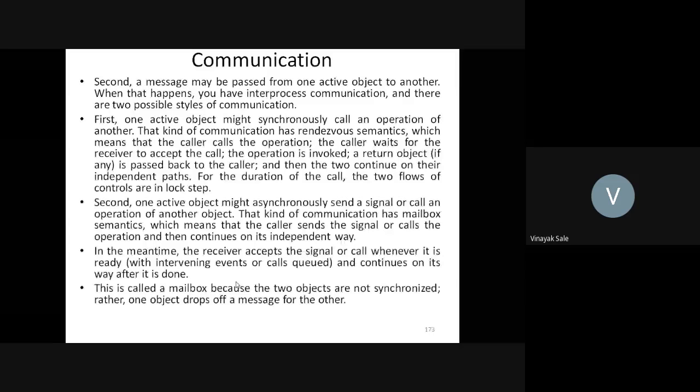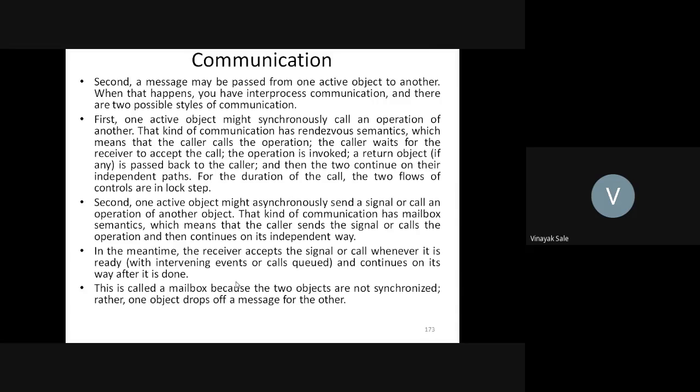First, one active object might synchronously call an operation of another. That kind of communication has rendezvous semantics. That means the caller calls the operation and waits for the call to be accepted, the operation is invoked, a return object is passed back to the caller, and then the two continue on their independent paths. For the duration of the call, the two flows of control are in lockstep.